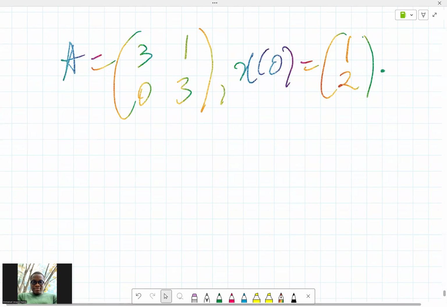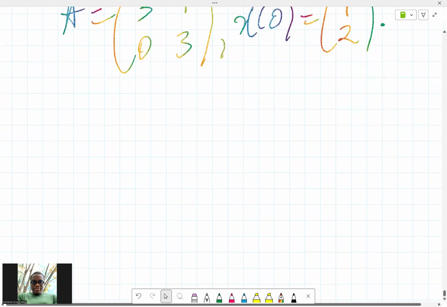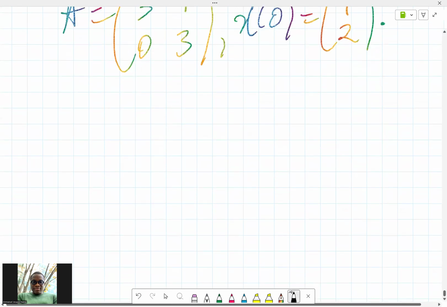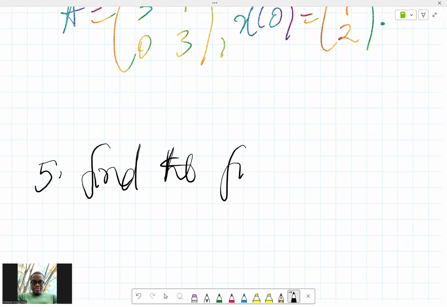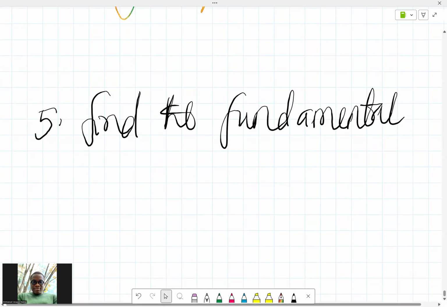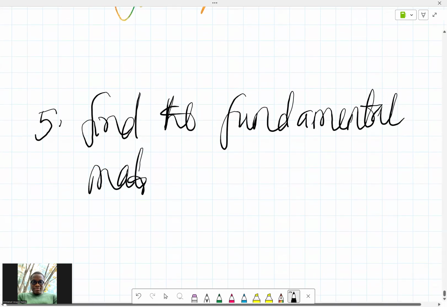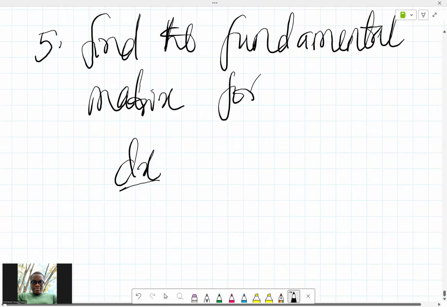What else? I think I should make it up to five. So let's do this. Five, find the fundamental matrix for dx/dt equals 2, 1, 1, 2 times x.